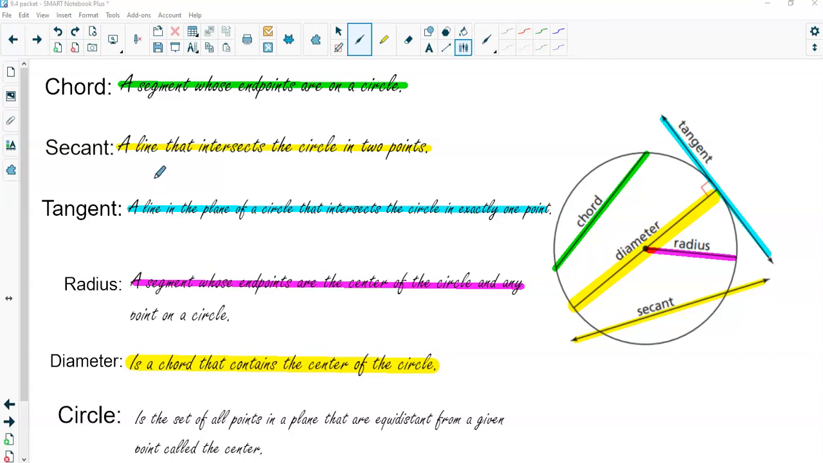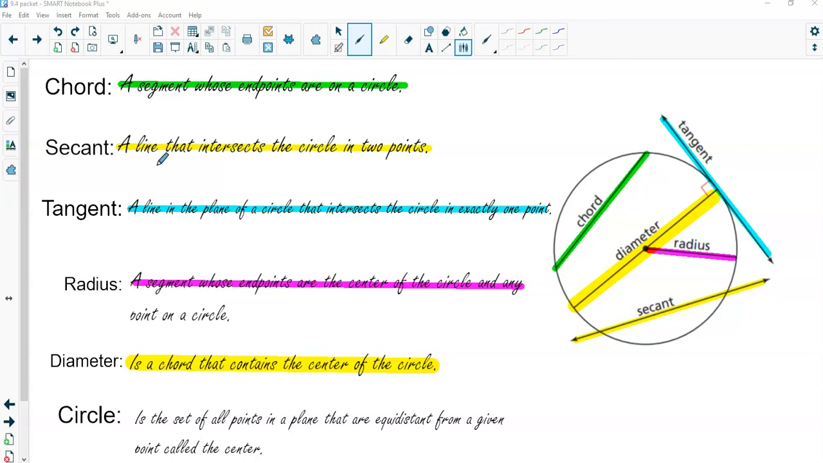Okay, before we begin, let's learn a little bit about the circle and its parts. What is a circle? A circle is a set of all points in a plane that are equidistant from a given point called the center. So all of these points are the same distance, equidistant to the center, which is right here. That's the circle. Now, what is a chord? A chord is a segment whose endpoints are on a circle. So this is a chord because the two endpoints of this segment are on the circle.